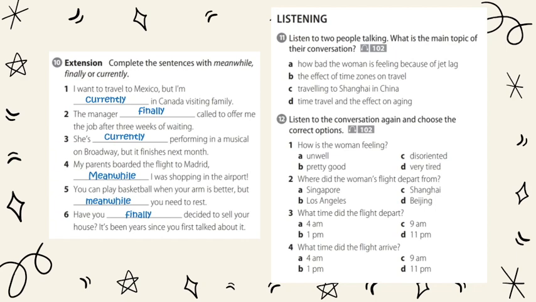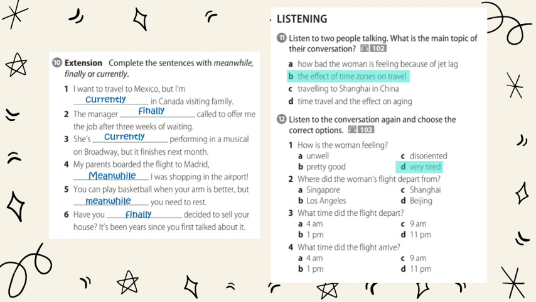Okay, so now let's answer. What is the main topic of their conversation? The answer is B, the effect of time zones on travel. And now for our last exercise, we have to listen to that conversation again and then choose the correct options. I'm not going to play the audio again, but remember, if you have any doubts, you can always go back and play it again. So the first one, how is the woman feeling? She's feeling D, very tired.